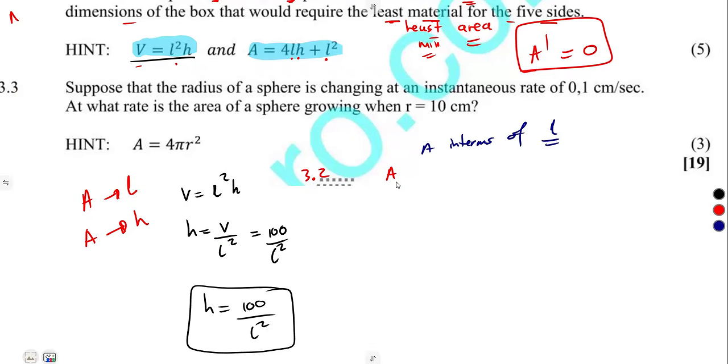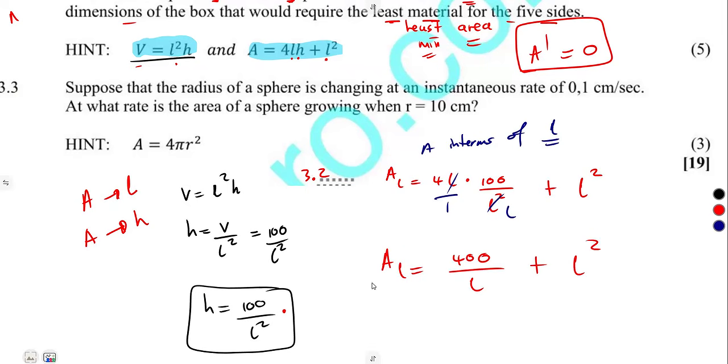So writing our area in terms of L, it is going to be given as 4L times H, that is 100 over L squared, plus L squared. So this is it. This is over 1, so this can cancel L and it's going to be L. So 4 times 100, that's 400 over L plus L squared. So we've got our area in terms of the length.